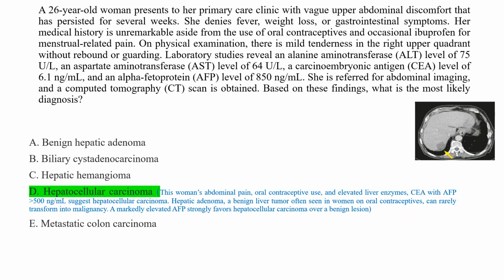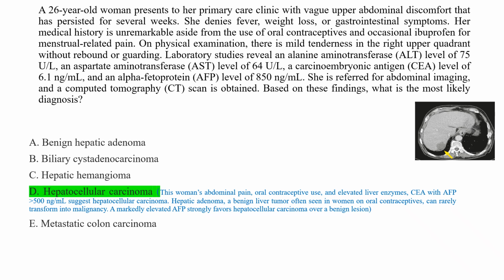The correct option here would be D, and that is because this female patient who is on oral contraceptives and presenting with abdominal pain in the setting of high liver enzymes, along with high levels of carcinoembryonic antigen and alpha fetoprotein, most likely has the diagnosis of hepatocellular carcinoma.